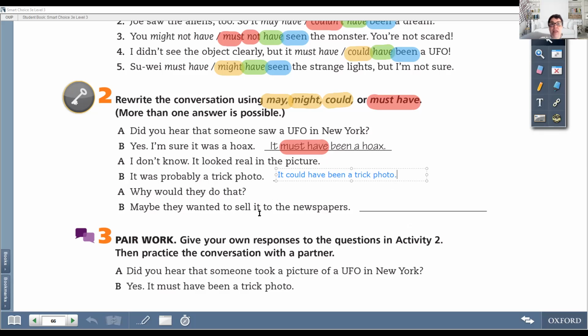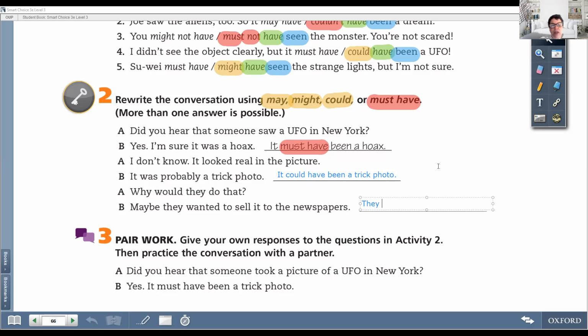Maybe they wanted to sell it to the newspapers. So here, again, I'm showing that it's a probability. I'm not 100% sure. I'm just guessing. So maybe they wanted to sell it to the newspapers. So which one should I use here? They might or may. I can use because now I used could here.